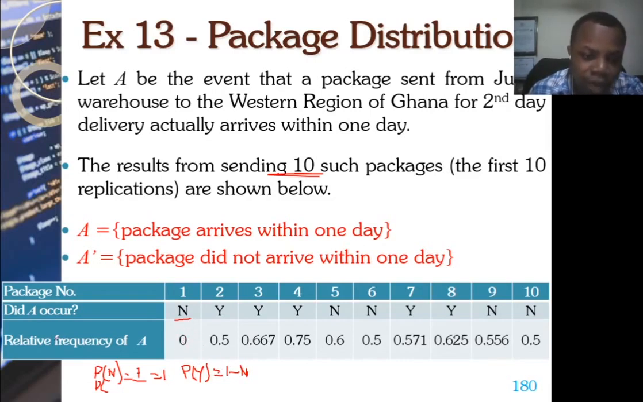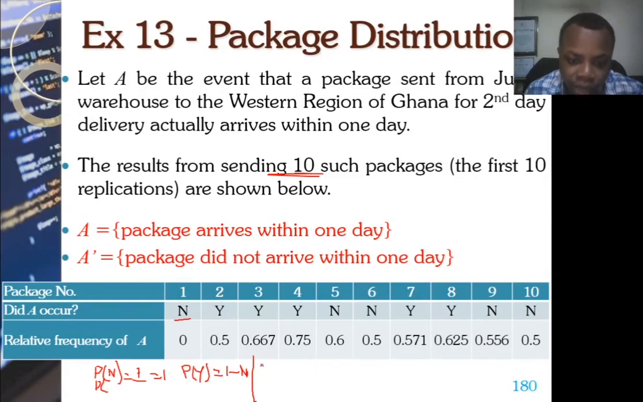Now remember that we are looking for the relative frequency of A, where A is the event where the package arrives within 1 day. So we are looking for situations where we get yes. Anytime we get a no, it means that we have to subtract it from 1 so that we can get the probability of yes. For the second package, we have a yes. And with this yes, we have two packages at this instance, that is package 1 and package 2.